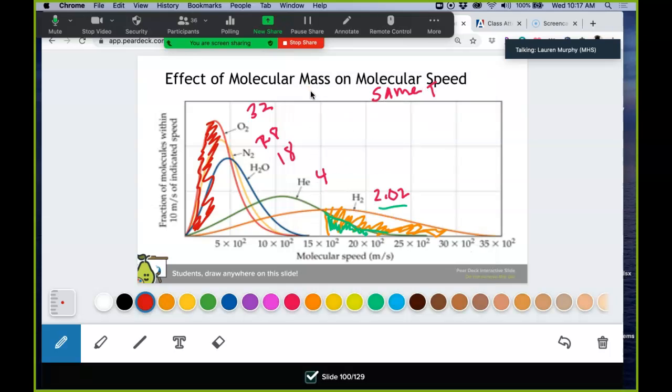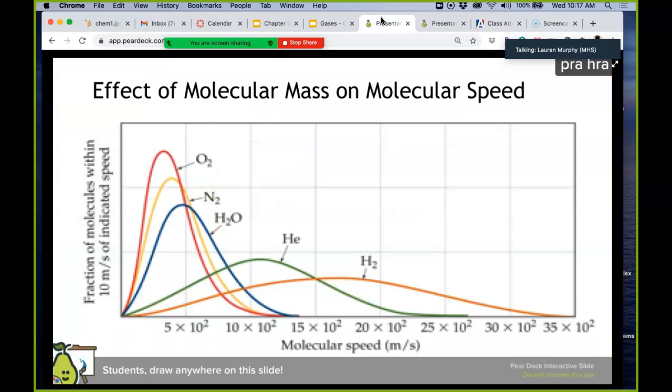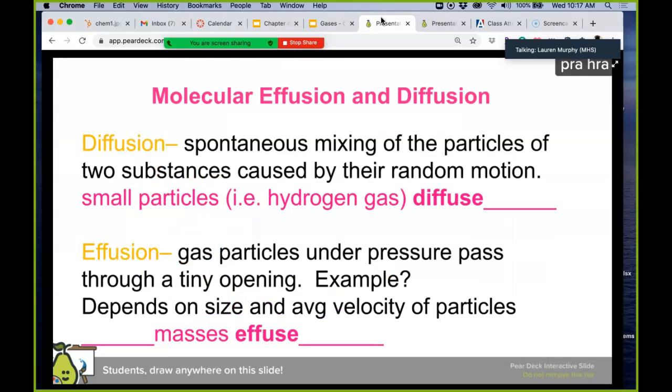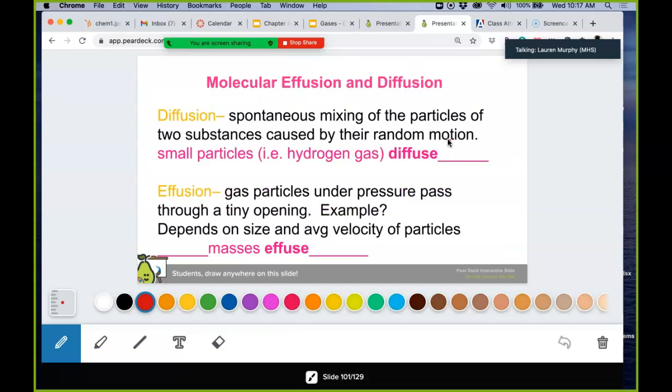Lighter mass, very good. So the lighter gases move faster, heavier gases move slower. That's all this is showing. Okay? All right. So diffusion is spontaneous mixing. It's probably a word you've heard before, of any particles, and in this chapter we're talking about gases, caused by the fact that they tend to just move randomly. So small particles diffuse faster than heavier particles because they're lighter.